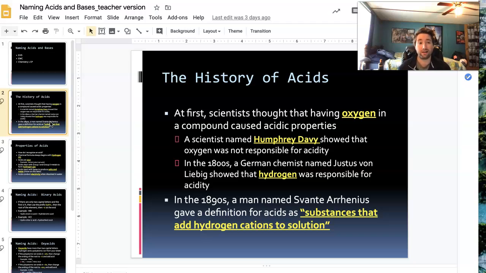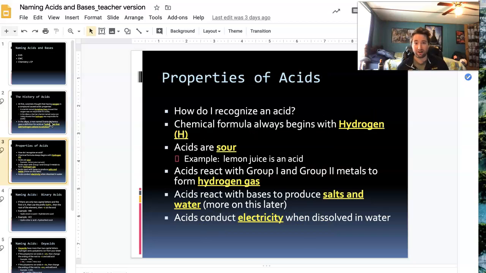So then in the late 1890s, they finally came up with a definition for an acid, and this guy, his name is Svante Arrhenius. He says that acids are substances that add hydrogen cations, or hydrogen ions, to solution. So a cation, remember, cations are always positive. You get the joke. Okay, let's go on to the next slide.